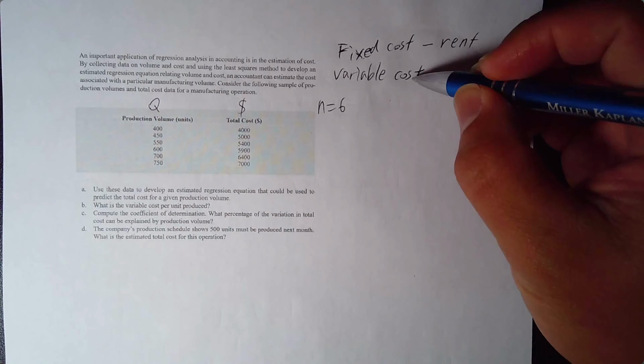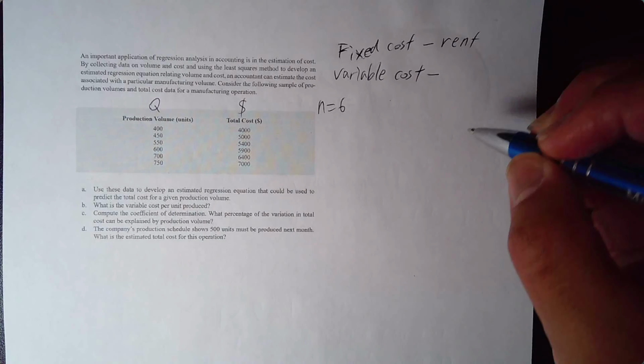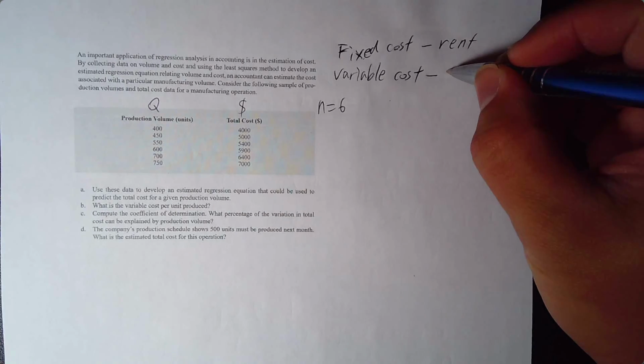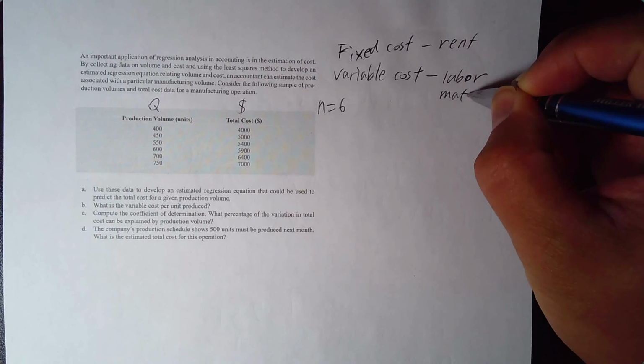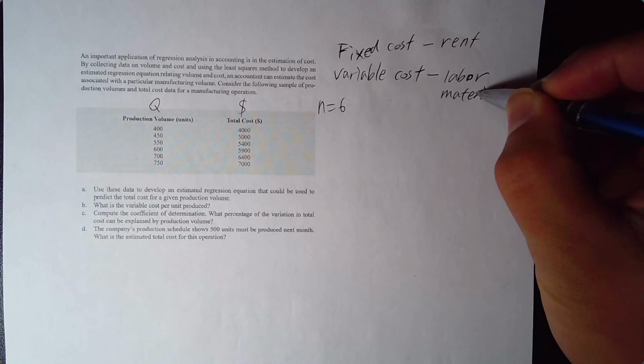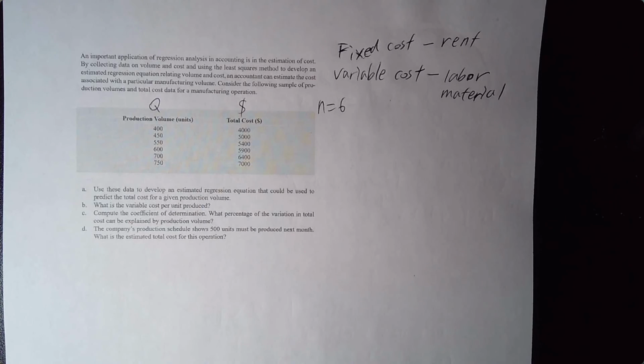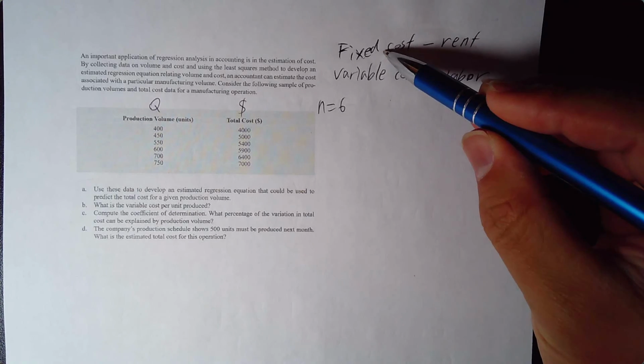And then there are other things like variable costs, which does depend on the quantity, right? So such thing as labor, right? Labor or material. Okay, so one of the very useful things about regression analysis is its ability to estimate what is the fixed cost and what is the variable cost.